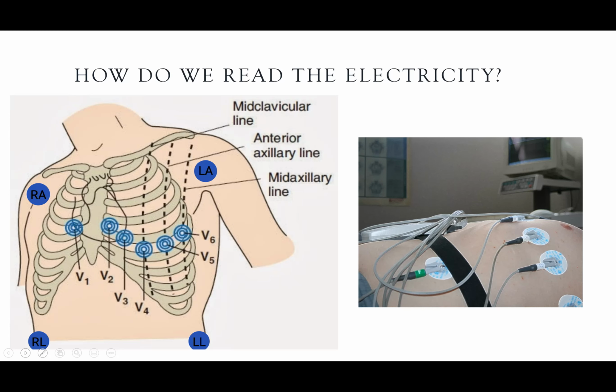The main ones to talk about are 4 of them that we put on: 2 on the arms and 2 on the legs. So we have a right arm lead, a left arm lead, and you can see in the picture here they're on the shoulder, and that's fine, just as long as they're near the shoulders and in the upper part of the chest or arm. And then right leg and left leg.